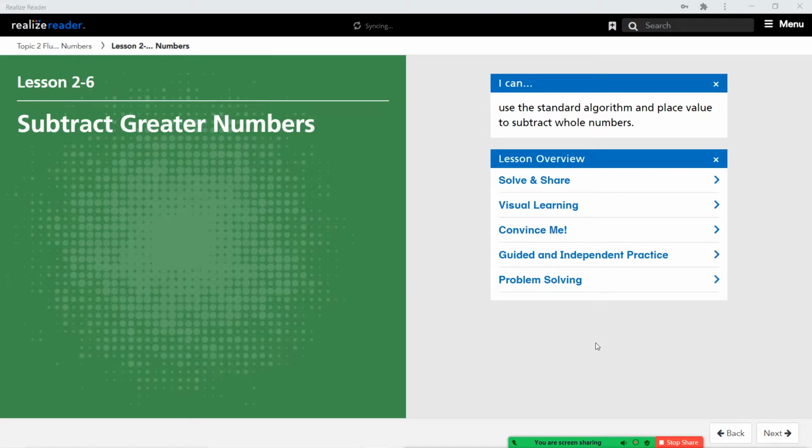We're going to be working on subtracting greater numbers today. In our last lesson, we started working with subtraction and regrouping. Today, we're going to be working on the same thing. We're just using bigger numbers this time.